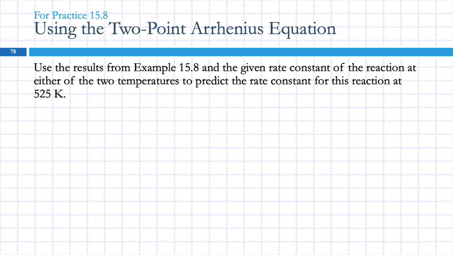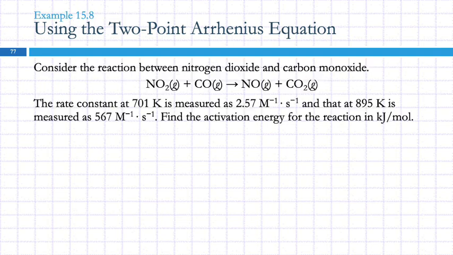Okay. Now use the results from example 15.8 and the given rate constant of the reaction at either of the two temperatures to predict the rate constant for this reaction at 525. So we're going to use the numbers from this one. So we need one of these pairs. Which one do you want to use? The 701 or the 895? 701? Okay. So 701 and 2.57.